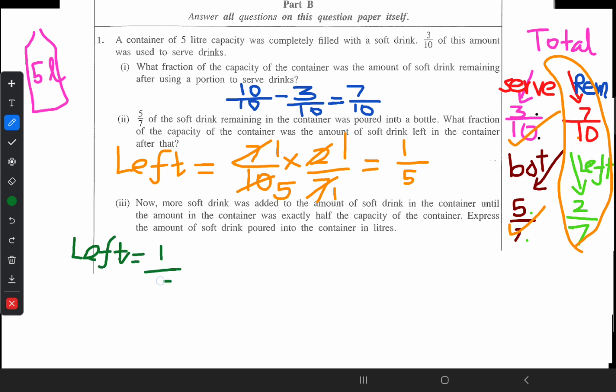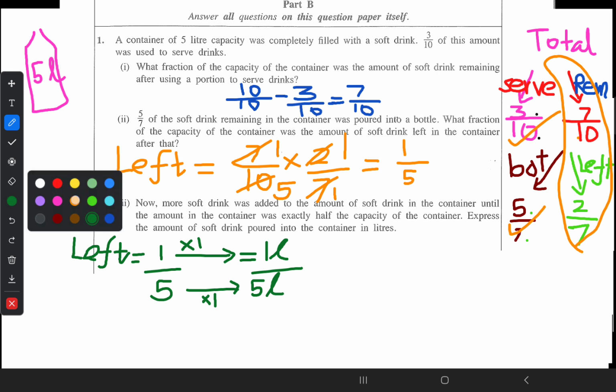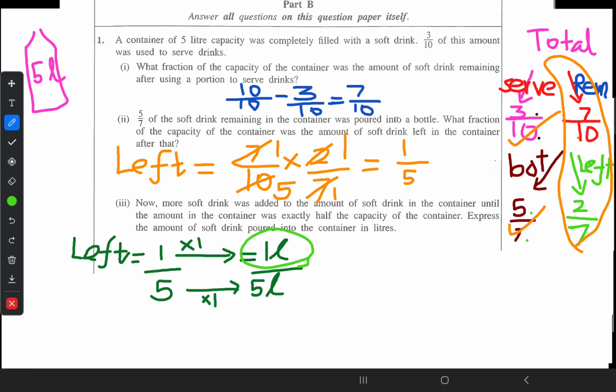That is 1 upon 5. 1 upon 5, that's the fraction. But we know the total, that means the denominator is indicating 5 liters. So 5 multiplied with 1 is 5. Likewise, we can find the left amount of soft drink in the container, that is 1 liter. Only 1 liter of the soft drink is remaining in that container. We found the left amount of soft drink in the container.